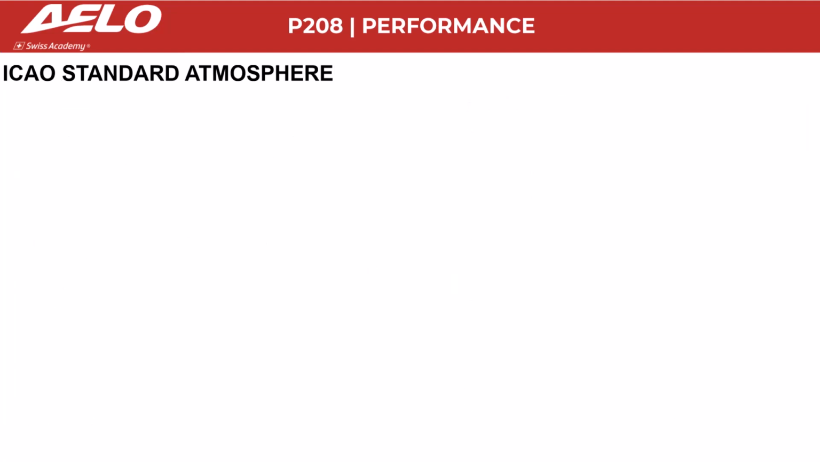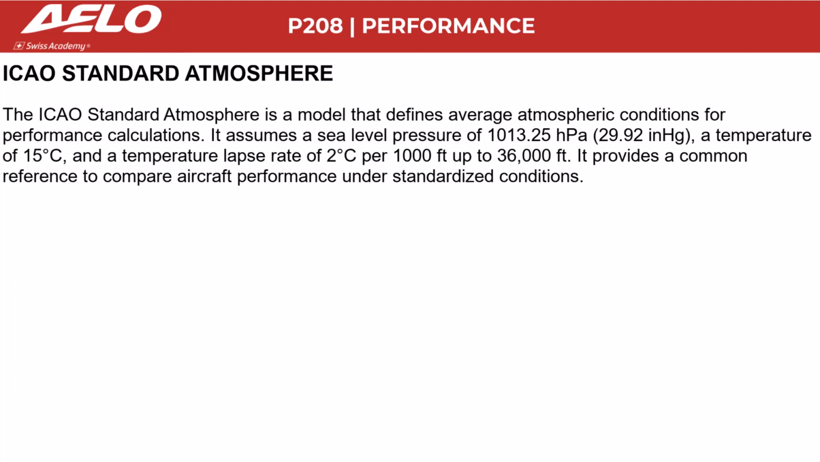ICAO standard atmosphere. The ICAO standard atmosphere is a model that defines average atmospheric conditions for performance calculations. It assumes a sea level pressure of 1013.25 hectopascal, a temperature of 15 degrees Celsius, and a temperature lapse rate of 2 degrees per 1,000 feet up to 36,000 feet. It provides a common reference to compare aircraft performance under standardized conditions.